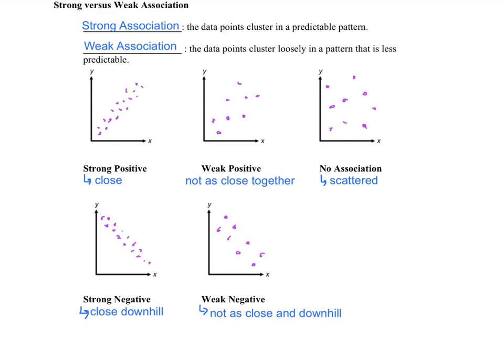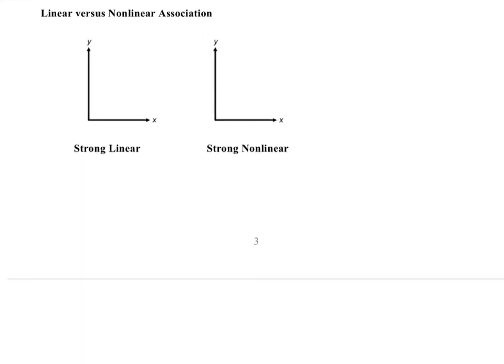Okay, so now we're going to talk about linear versus nonlinear association, which may also be called a correlation. A strong linear means the scatter plot forms a line. The scatter plot is going to look something like this, like a straight line. So that would be a strong linear.